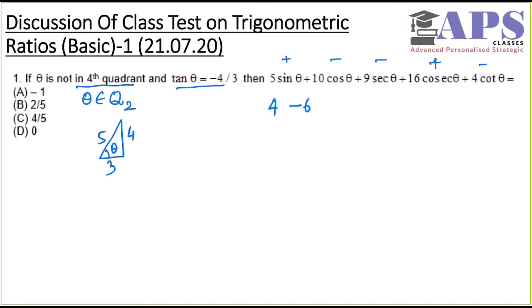And sec theta is the reciprocal of cos theta, that is 5 by 3 with a minus sign, so that will be minus 10. And cosec theta is the reciprocal of sin theta, which is 5 by 4, so that will give us 20. And cot theta is the reciprocal of tan, which is minus 3 by 4, so that will give us minus 15. Then adding, 20 and 20 cancel out with the negatives, so this is 0. So option D is correct here.